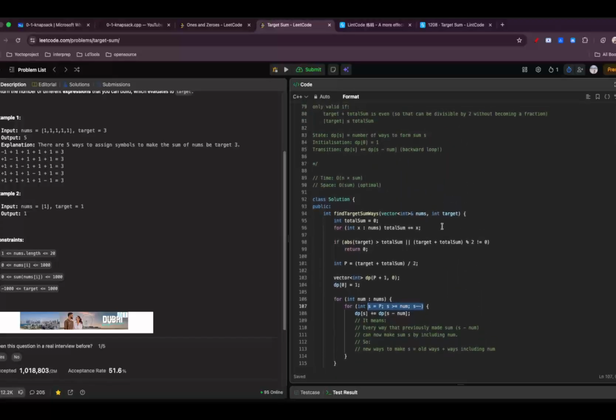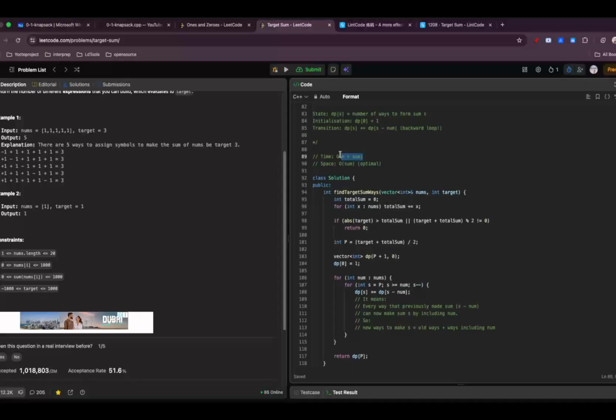Fine. And now here the time complexity is n into sum. Even though it became 1D DP, we were still not able to reduce the time complexity, because anyhow we need to see all the numbers and target that target sum, so accordingly we need to have a loop. That's why time complexity was not reduced, but space complexity got reduced because of those equations. Else the space complexity would also be like you are checking all the sums. So that is the thing.